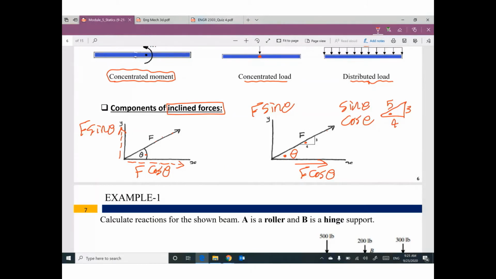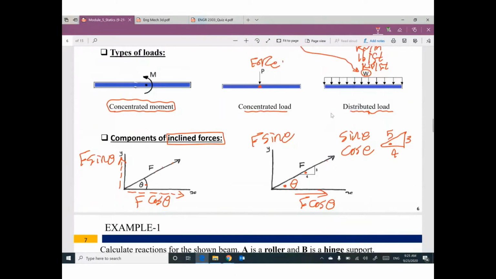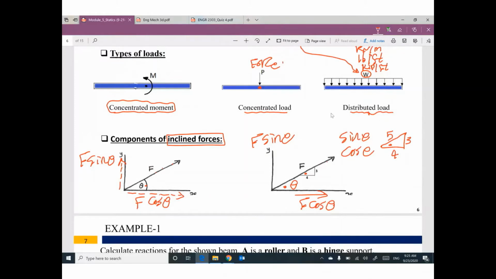Any question? So today I started with, sometimes we have different types of loads. Probably your load may be a concentrated moment, maybe a concentrated force, maybe a distributed load. And sometimes your force is inclined. We don't like inclined forces. We like forces to be horizontal or vertical. Why? Anybody know why? Why are we looking to make each force horizontal or vertical only? Do you know why?